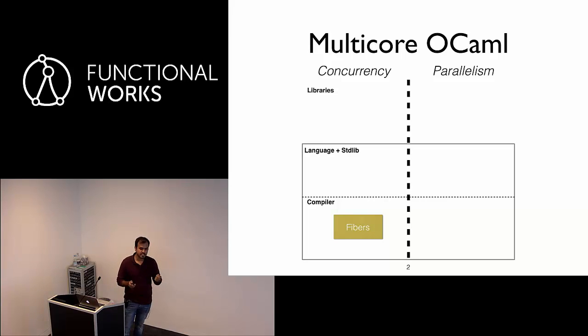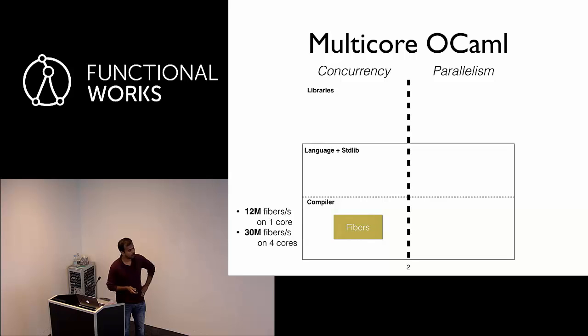The unit of concurrency in Multicore OCaml is what we call fibers, which are language level lightweight threads. And fibers are really, really cheap to create. As a data point, on my laptop I could create up to 12 million fibers per second on one core and up to 30 million fibers per second on 4 cores. The numbers really don't mean anything except that as a programmer, if you want to use concurrency using fibers, you shouldn't have to think twice.